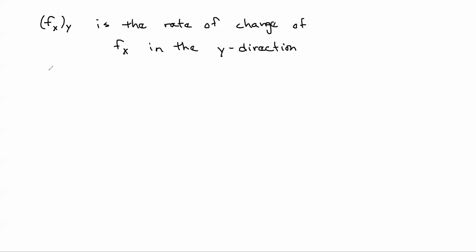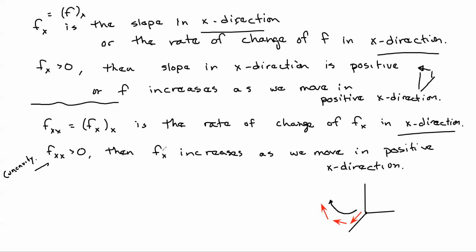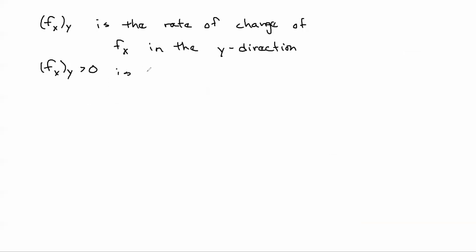So where this gets confusing is if we have this and we say, well, if it's greater than 0, then what does that mean? We just apply the same thing. When we did two derivatives with respect to x, you had the partial with respect to x increasing as we move in the positive x direction. So here, we're going to have the partial with respect to x increasing as we move in the y direction.